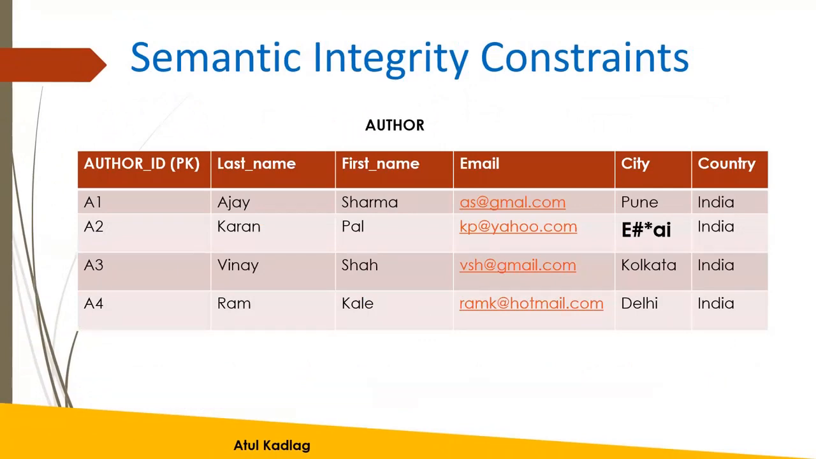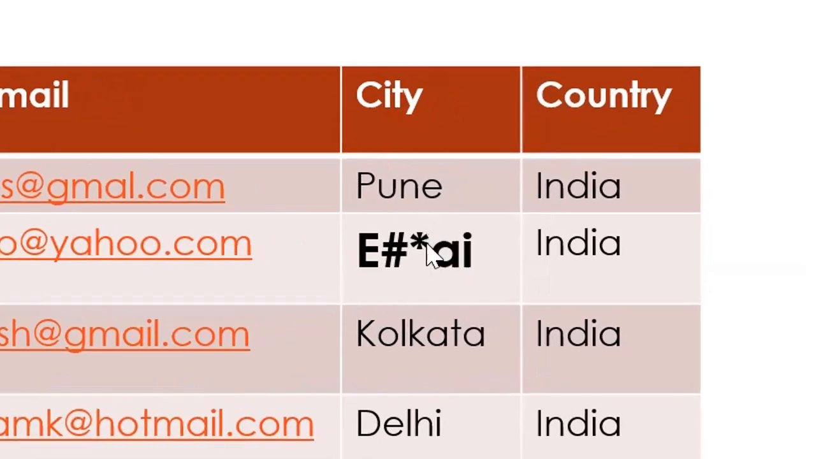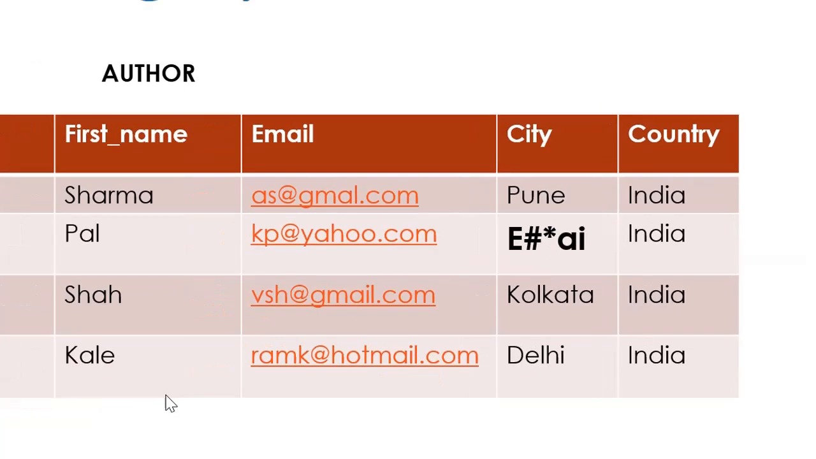Now the third type is semantic integrity constraint, which checks whether the values entered in the table are accurate or correct. Suppose in this city column we are expecting only alphabetical character values. However, if someone tries to insert special characters as well, then it will throw an error if you have a semantic integrity constraint implemented.